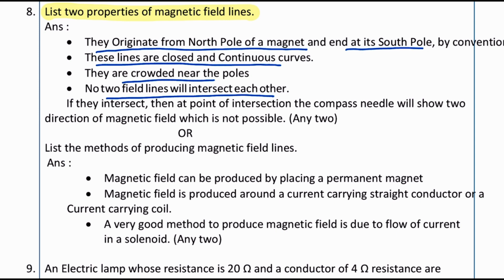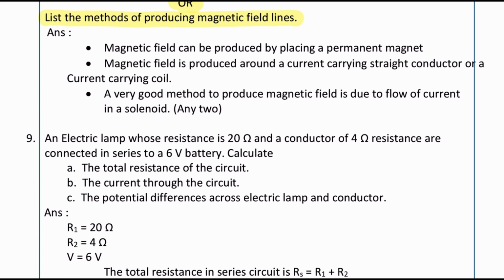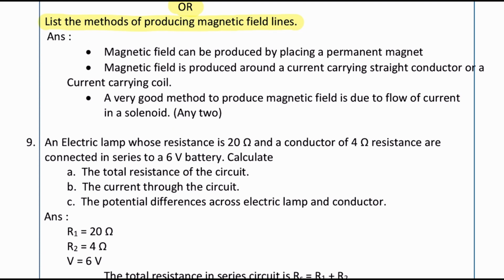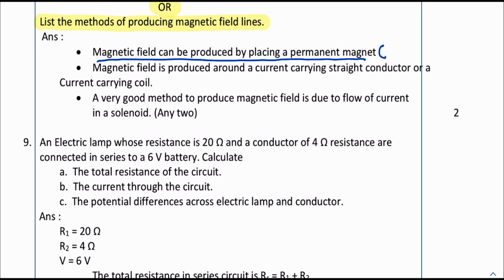And the next question. List the methods of producing magnetic field lines. Next, magnetic field lines can be produced by placing a permanent magnet. Yes, they can also be produced by a bar magnet. I think you all know this. Bar magnet, horseshoe or round magnet.